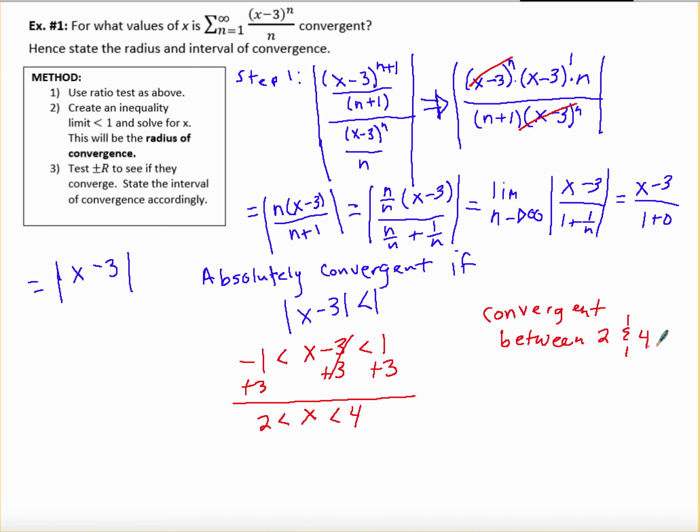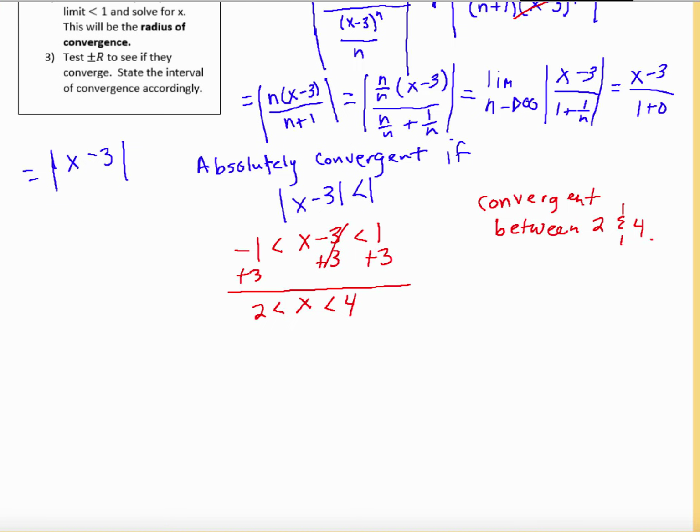And a lot of students would stop right there, and they will only get half of the problem right, because you also have to check the convergence at 2 and 4. The endpoints are important. So let's check out the endpoints. So let's start with x is equal to 2.